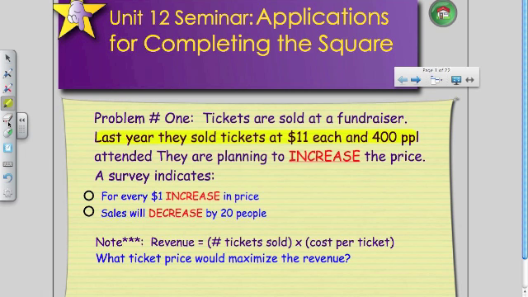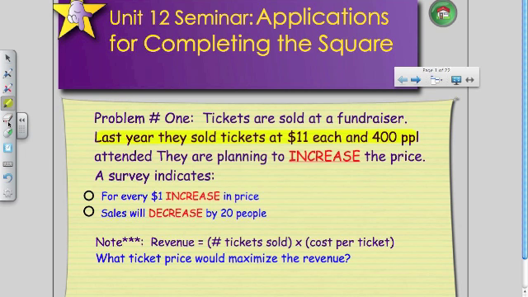In the grade 11 completing the square unit, they do the exact same problem. So it's challenging because there's a lot of information, but if you know how to set up the question properly, you'll be able to do well every time you encounter this question. So you'll encounter it in grade 11, you'll encounter it in grade 12 because it's a maximization problem. Now, the bottom of the problem reads, what ticket price would maximize the revenue?